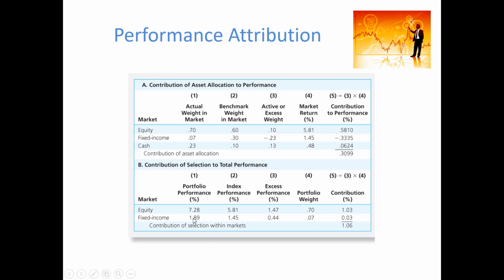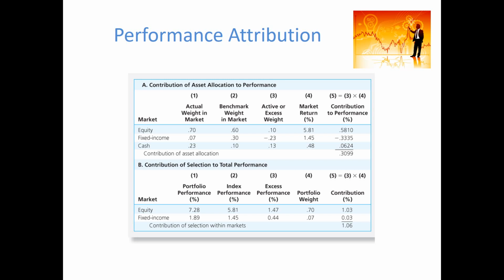So you can see that our equity portfolio outperformed the benchmark equity portion by 1.47%, and our fixed income outperformed the benchmark portion by 0.44%. We multiply these by the weights of the managed portfolio, and this is the multiplication result, and we sum them up to find that it's 1.06%. So the contribution of security selection is 1.06%.